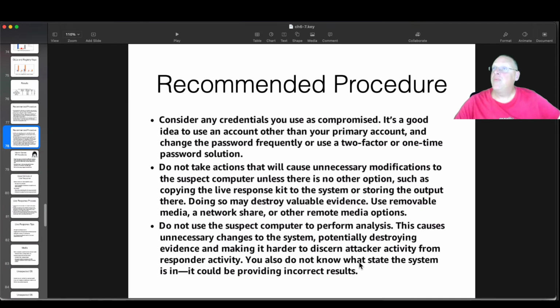This is a poor practice. What you do is you gather the evidence and analyze it elsewhere, so you're not destroying evidence by continuing to do unnecessary operations on the main system. Besides, you can't really trust what you do on the supposedly infected system.